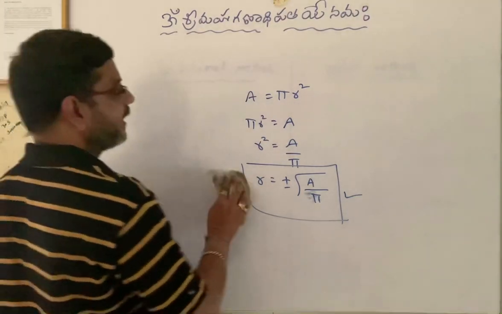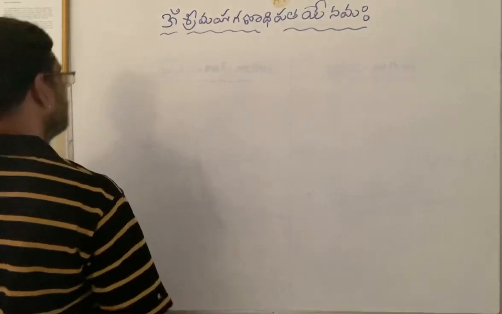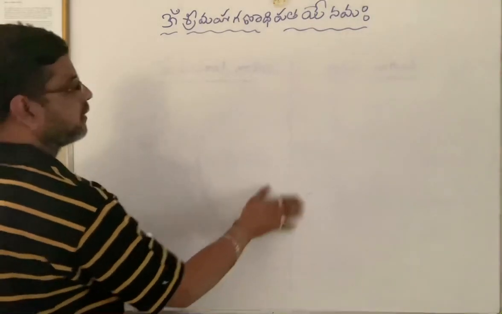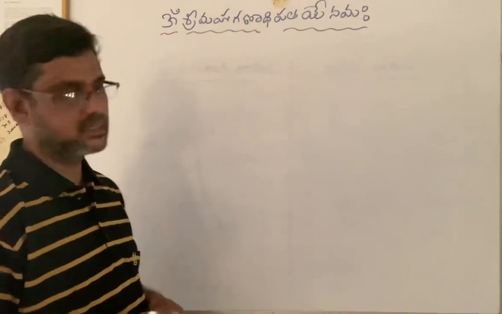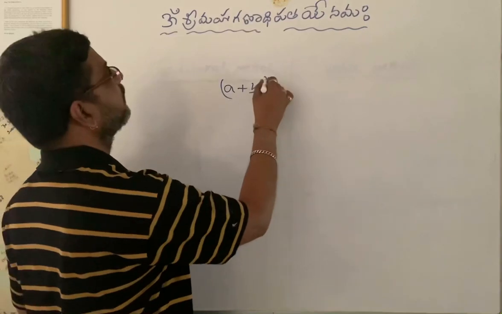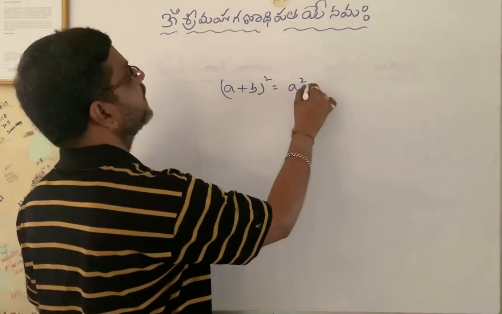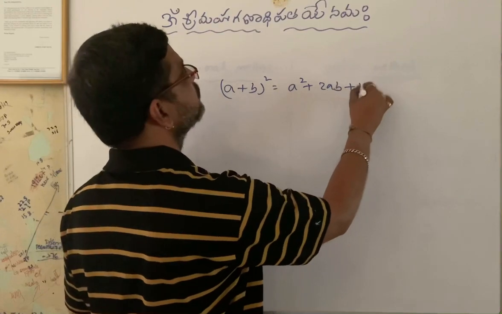In the same way, I want to explain the auxiliary formulas for different formulas that come across in our classes. That is, A plus B whole square is equal to A square plus 2AB plus B square.